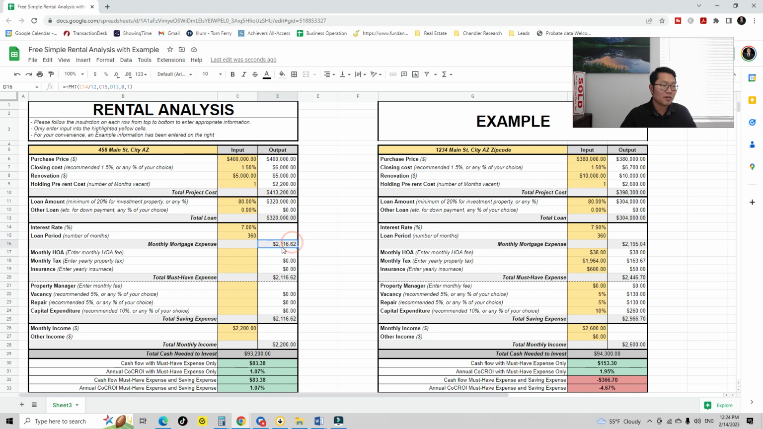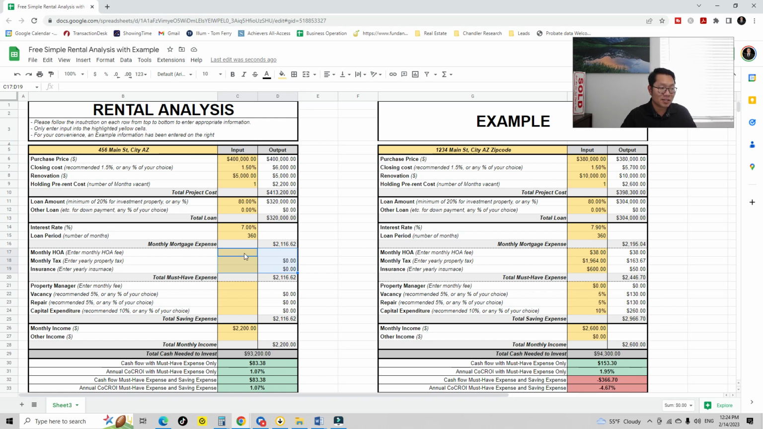And then this is the monthly mortgage payment. Mortgage payment only. It's only principal and interest. Okay, this is only principal and interest. It doesn't have HOA, tax, and insurance yet, and therefore we enter that information later.